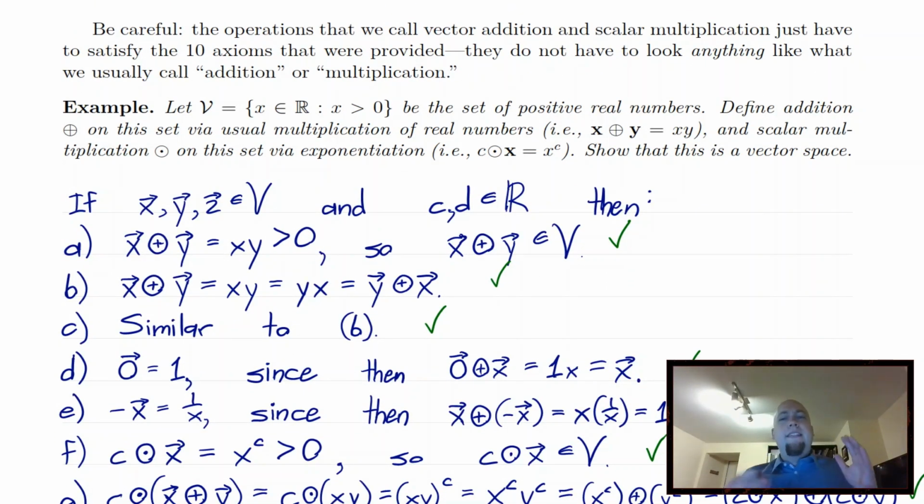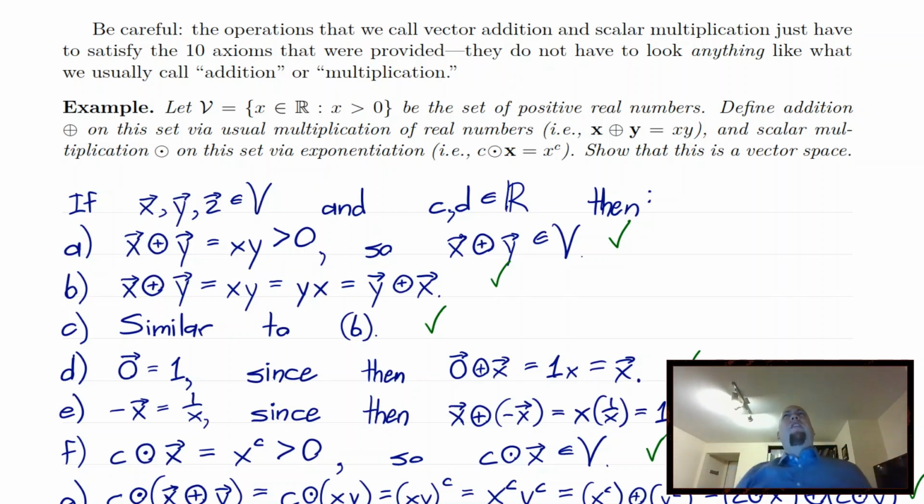All right, let's instead go through a less trivial example, one that's actually kind of really weird and highlights the fact that the vector operations don't need to look anything like what you're used to addition and scalar multiplication looking like, okay? They can look however ugly and however weird they like, as long as they satisfy those 10 properties. All right, so what's this example here? Our vector space this time is going to be the set of strictly positive real numbers, not including zero.